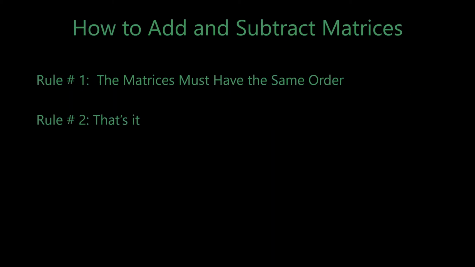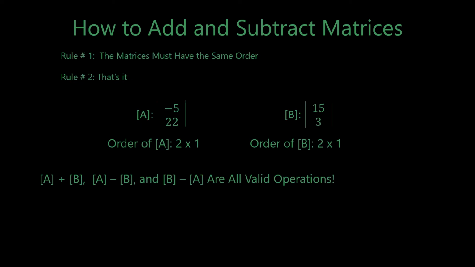The rules for adding and subtracting matrices are as follows. Rule number 1, the matrices have to have the same order. Rule number 2, that's it. Here we have two examples, matrix A and matrix B. Both have an order of 2 by 1, which means A plus B, A minus B, and B minus A are all valid operations.